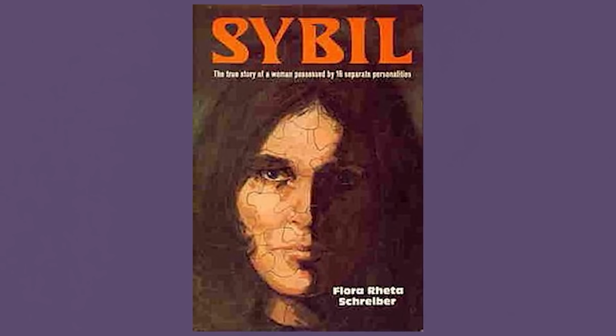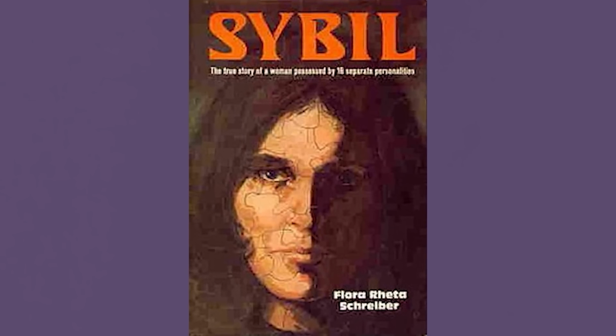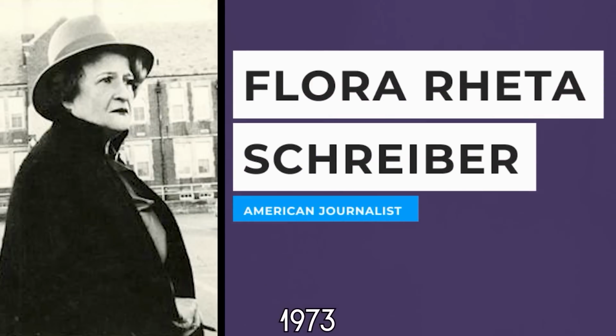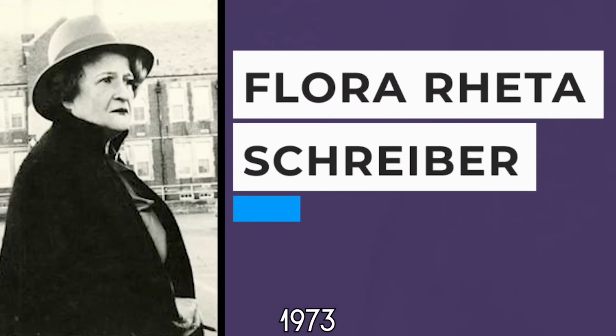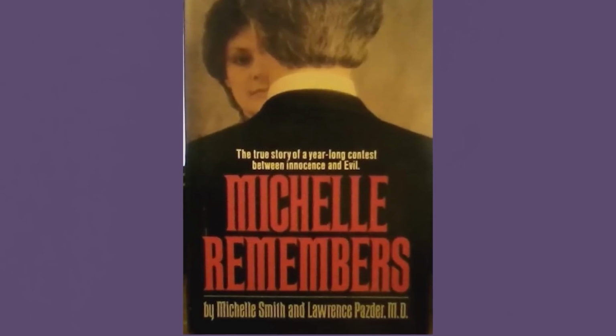But it didn't evolve in a vacuum. We can trace the rise of it in the mainstream consciousness to a few popular books. One was called Sybil, the classic true story of a woman possessed by 16 personalities, by Flora Rheta Schreiber, first published in 1973. The next was Michelle Remembers, the shocking true story of the ultimate evil, a child's possession by the devil.